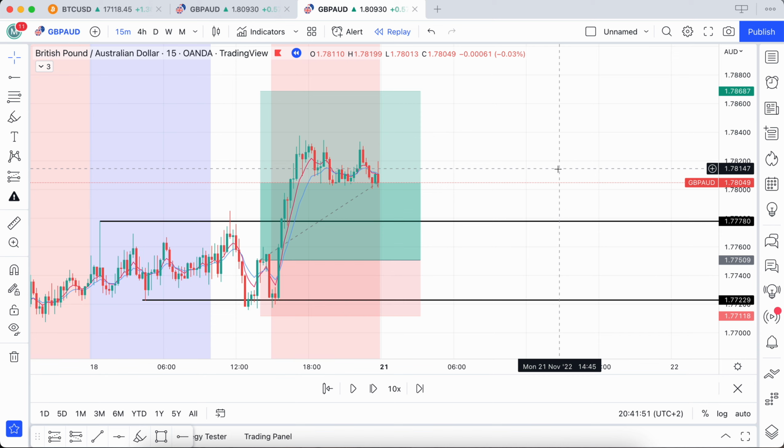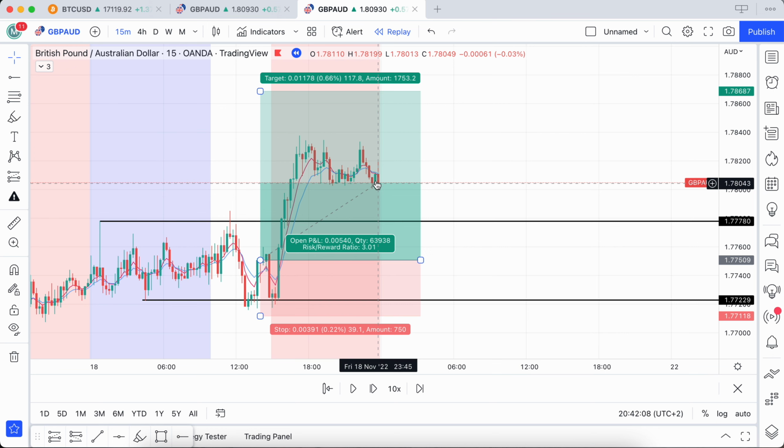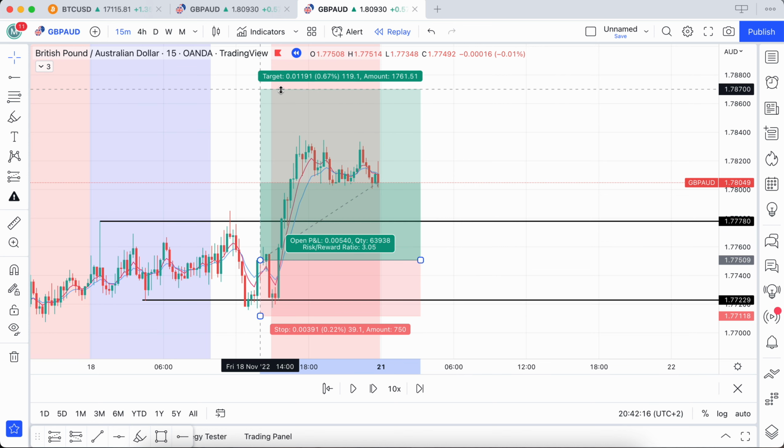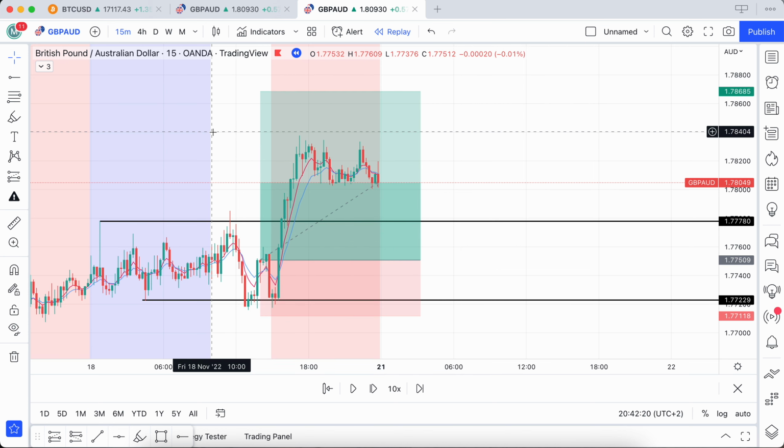But in this case, we still have an open position at the end of the US session, which means that we will have to manually close this position. We never leave a position running overnight. So we have to close this position manually, and we are in a profit of 1.42%, which is pretty good. Yeah, we made 1.42% profit, so it's still okay.